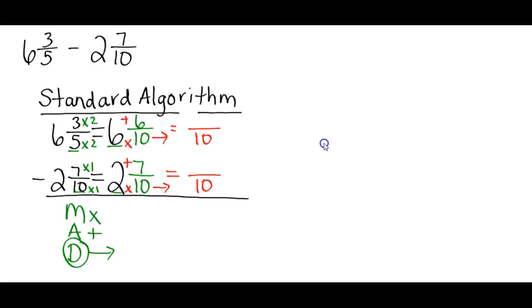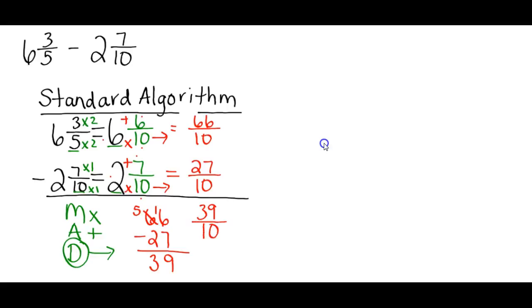So I'm going to start at the top. 10 times 6 is 60, and 60 plus 6 is 66. 10 times 2 is 20, and 20 plus 7 is 27. And now I'm left with 66 tenths and 27 tenths, and I can subtract like I normally would. So let me just go ahead and subtract. 6, I'm going to make this a 5, and this becomes 16. 16 minus 7 is 9. 5 minus 2 is 3. So that'll give me 39 tenths.